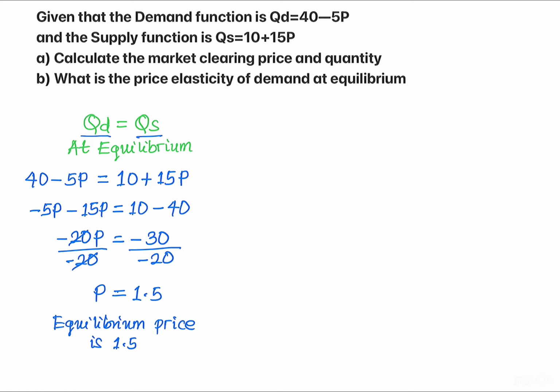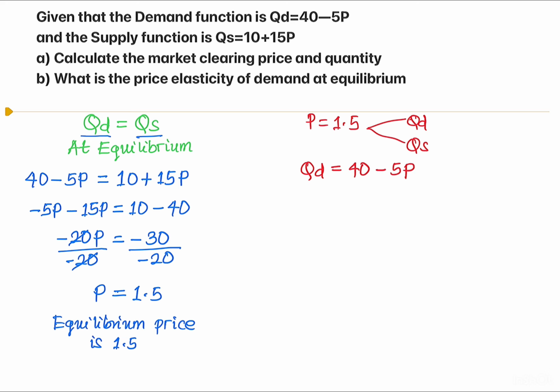So what we simply do to find equilibrium quantity is we take the equilibrium price and we substitute it into the demand function, or we substitute it into the supply function. So we take p equals 1.5 and input it into the demand function, or into the supply function. Either way, we are going to get the same answer. So let's put p into the demand function. Our demand function is QD equals 40 minus 5p, because we know that p at equilibrium is 1.5.